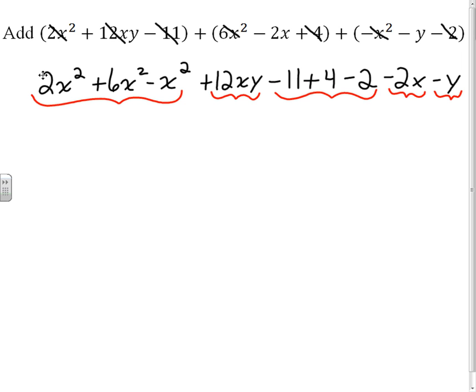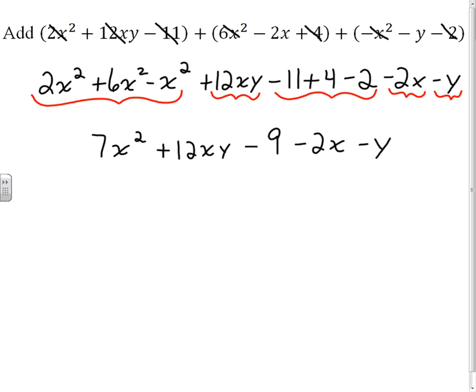Okay, so let's add the coefficients of each of these like terms. 2 plus 6 is 8, minus 1 is 7. So we have 7x squared. And then plus 12xy is by itself. So we have a negative 11 plus 4 minus 2. So negative 11 plus 4, that's negative 7. And then negative 7 minus 2, that's negative 9. So we write minus 9. And then we bring down the minus 2x and the minus y.